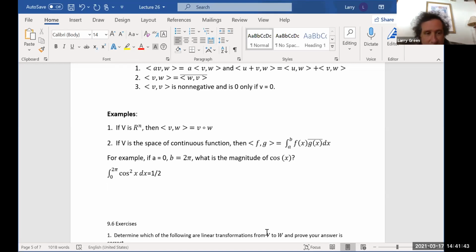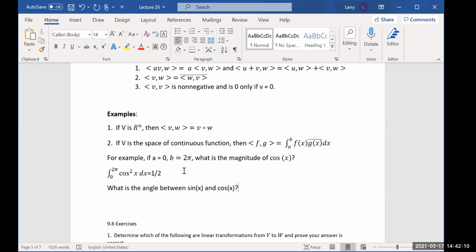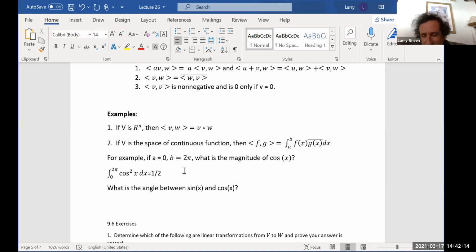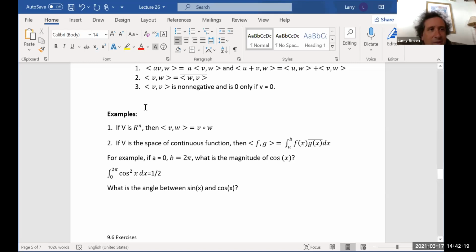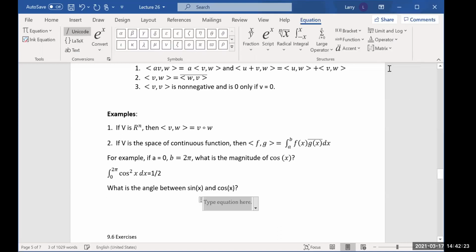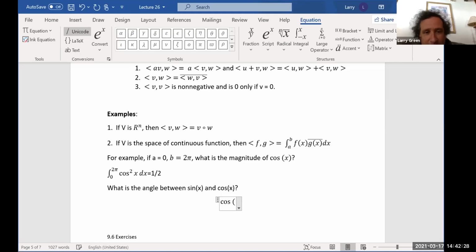Here's another question. What is the angle between sine of theta and cosine of theta, sine of x and cosine of x? Is that a weird sounding question? A little bit. Well, how do you define angles? Do you remember? In general, we know that the cosine of theta is equal to the adjacent over the hypotenuse. Okay, but these are not those kind of vectors. You've got to use dot products.